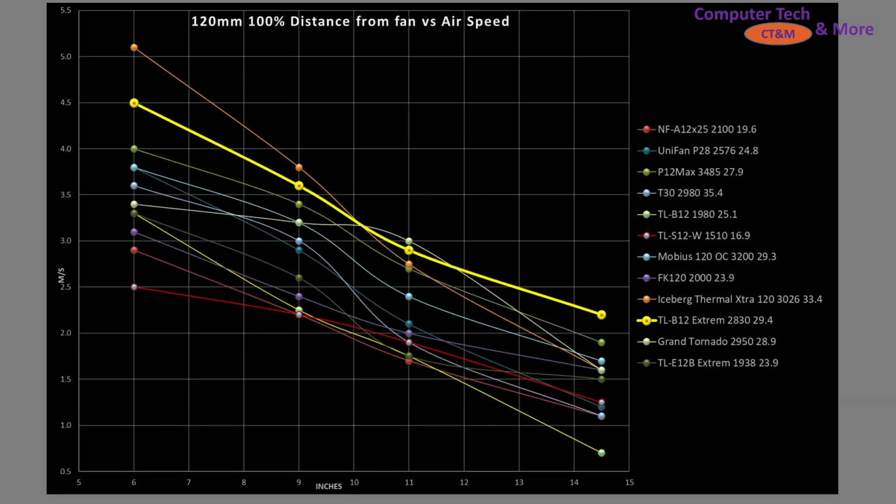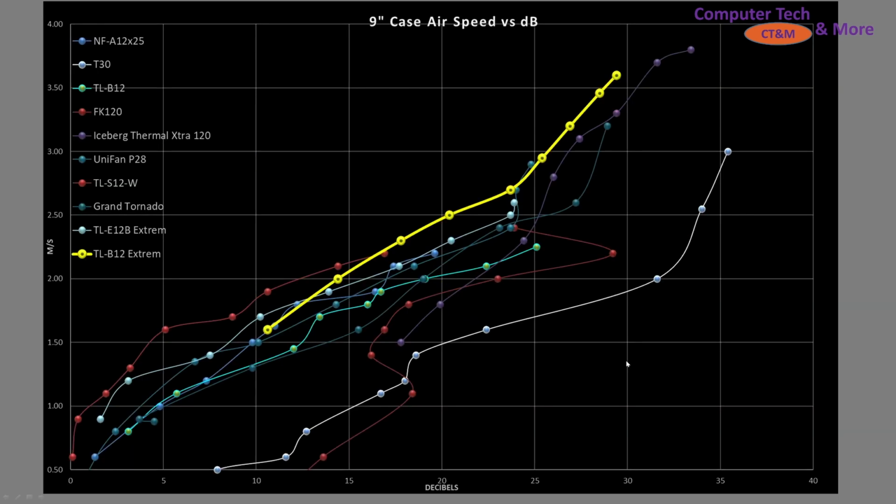And at 100% PWM fan signaling, it crushes everybody else except for at the 6 and 9 inch mark, where the Iceberg Thermal Extra defeats it. They have very similar RPMs, if I'm completely honest, but the Thermal Extra isn't as good at larger cases.